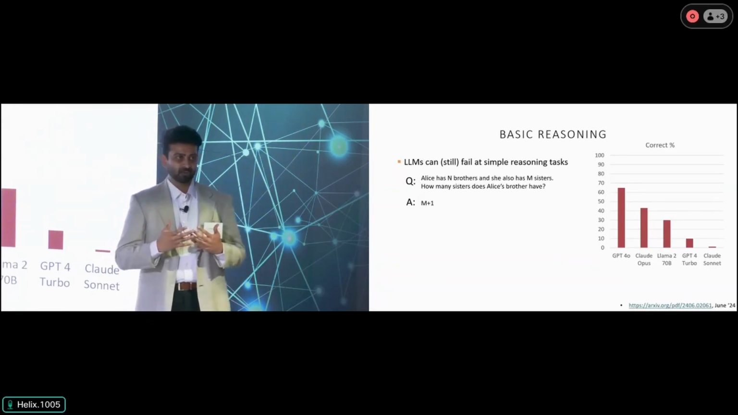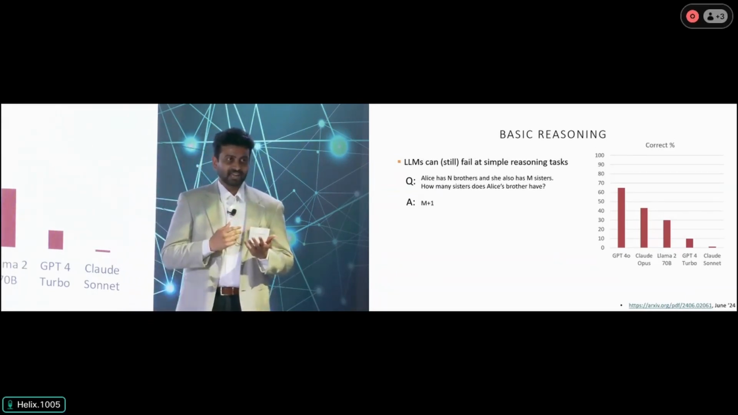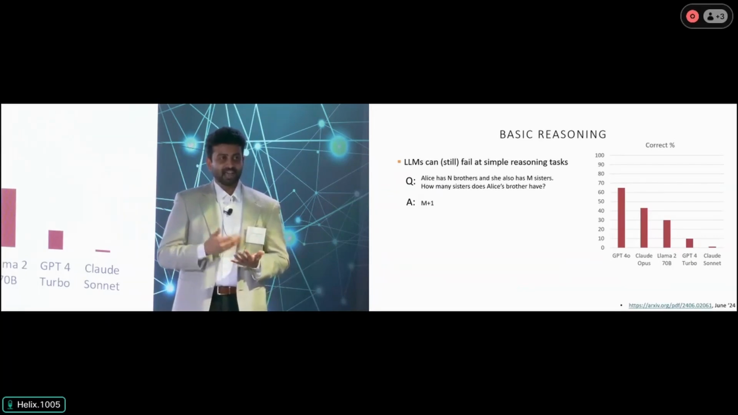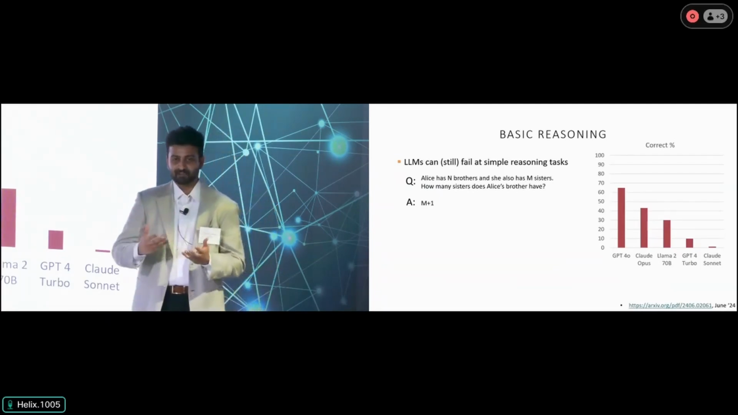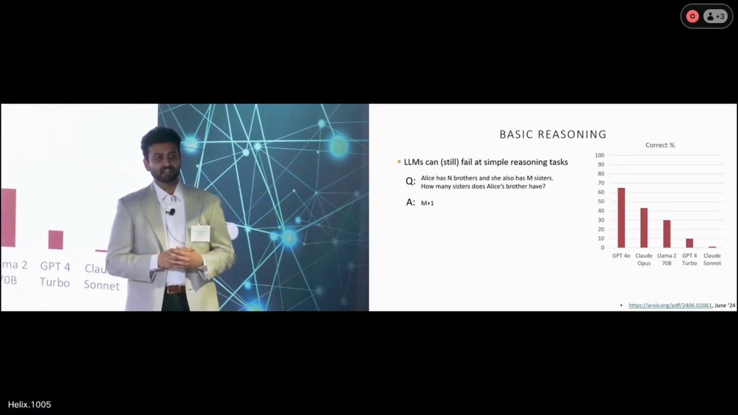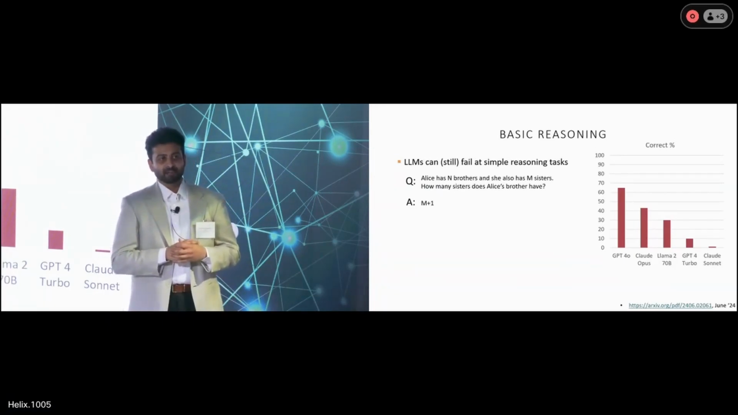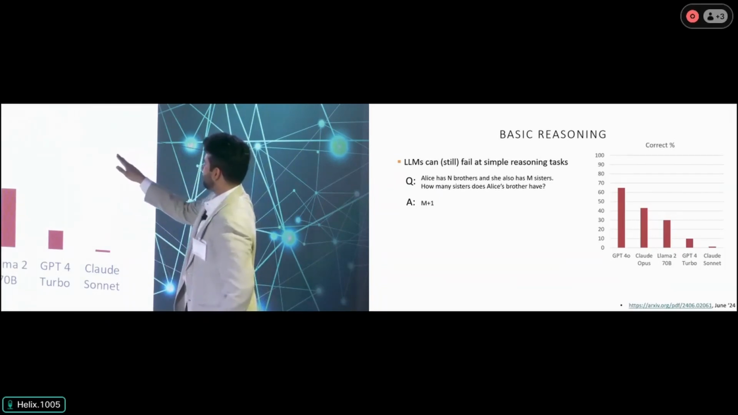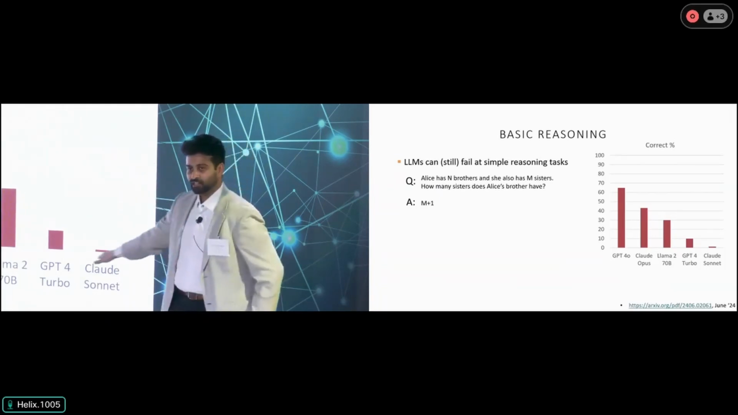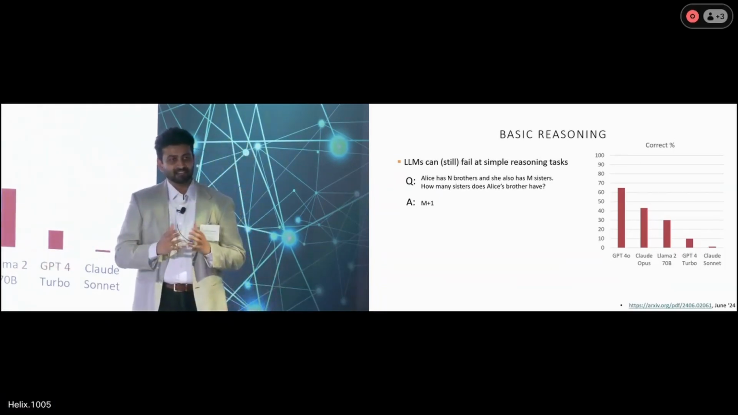So the Alice in Wonderland benchmark basically says Alice has N brothers, and she also has M sisters. How many sisters does Alice's brother have? If you think it through, you'll know it's the number of sisters plus one, because Alice is another sister. So it's easy for us to decode that. But if you look at GPT-4o, it gets it right about 65% of the time, and there's a steep drop to Claude Sonnet, which gets it right about 1% of the time.